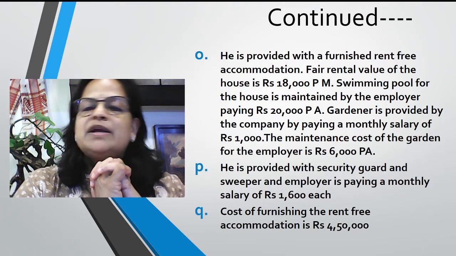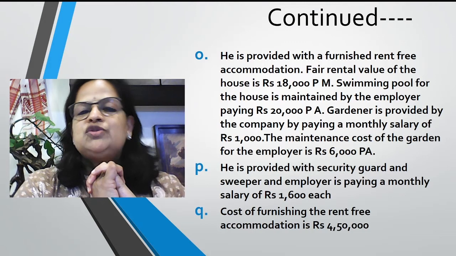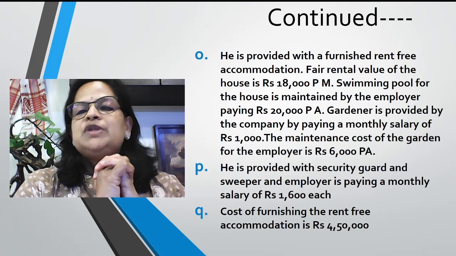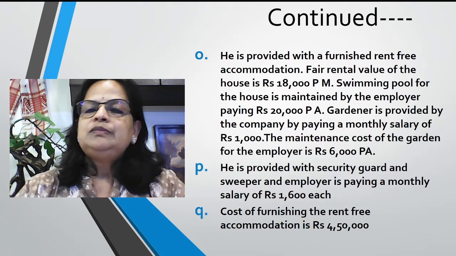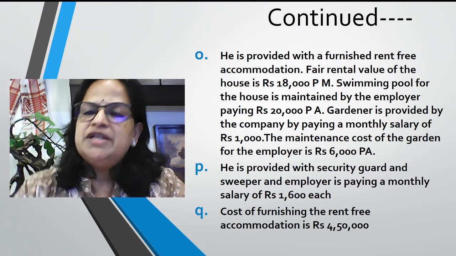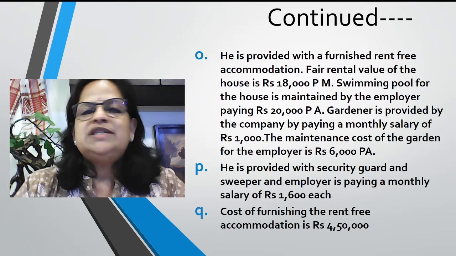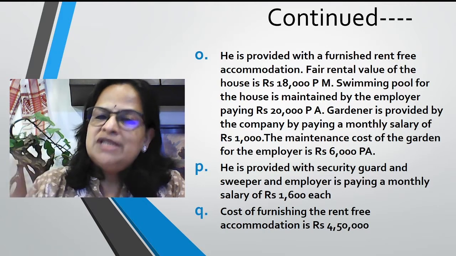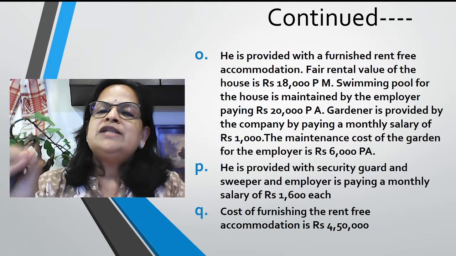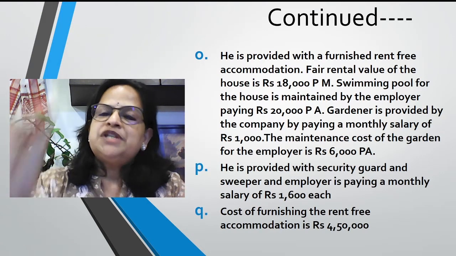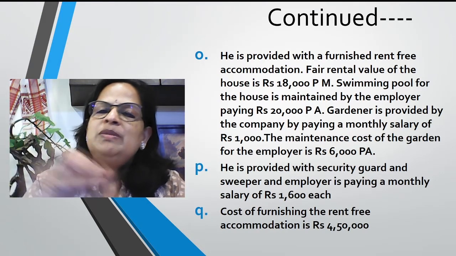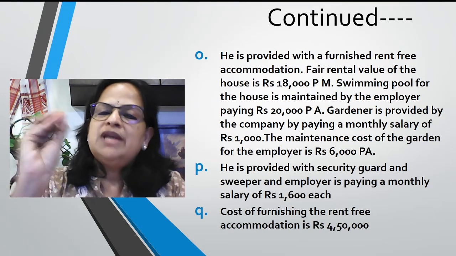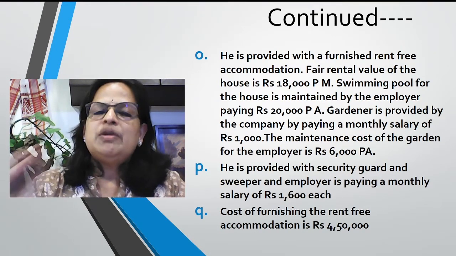Gardener is provided by the company, paying a monthly salary of rupees 1,000. Maintenance cost of the garden of the employer is 6,000 per annum. All this information, swimming pool, gardener, maintenance cost of the garden, we will not consider because the house is owned by the employer. So all these expenses will be included in the fair rental value. I have explained the treatment of gardeners separately because this will always be there for RFA valuation. Please remember, I have already explained, when the house is owned by the employer, this will not be considered.